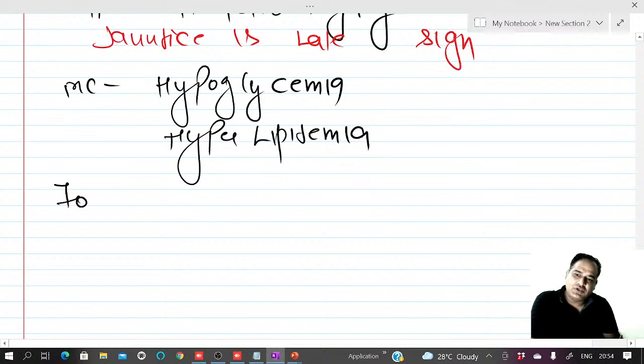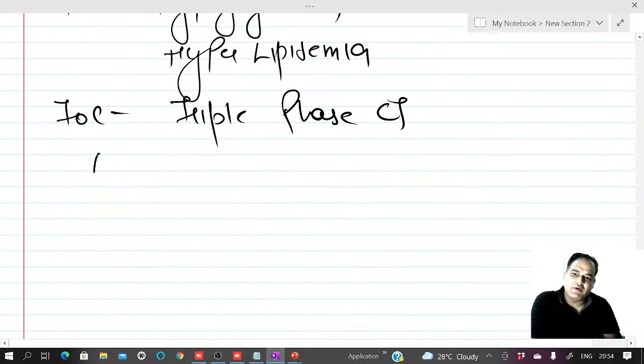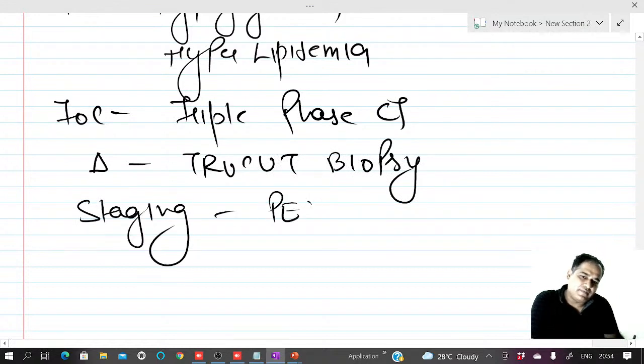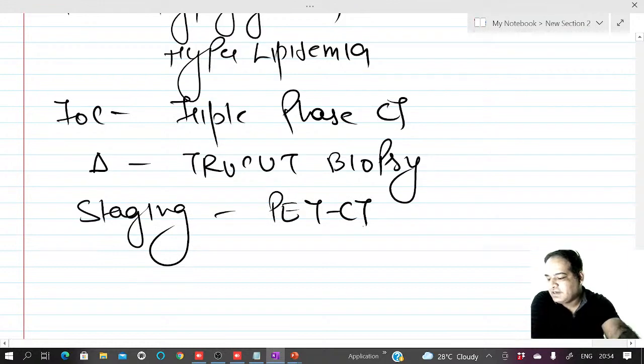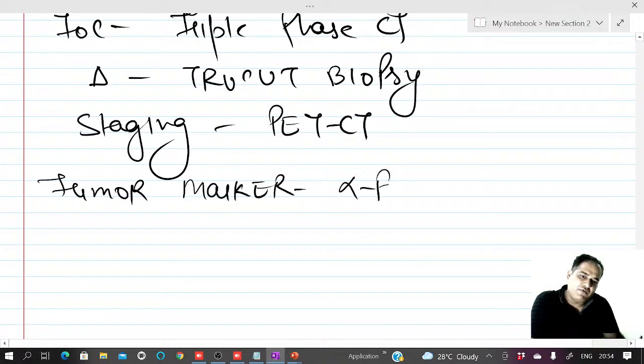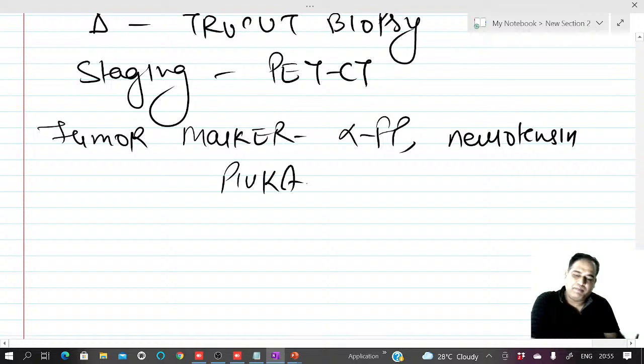Fine. Investigation of choice will be triple phase CT scan. Investigation of choice to confirm the diagnosis will be true cut biopsy. Investigation of choice for staging will be PET CT. Fine. Now, the tumor markers are alpha fetoprotein, neurotensin, and PIVKA.